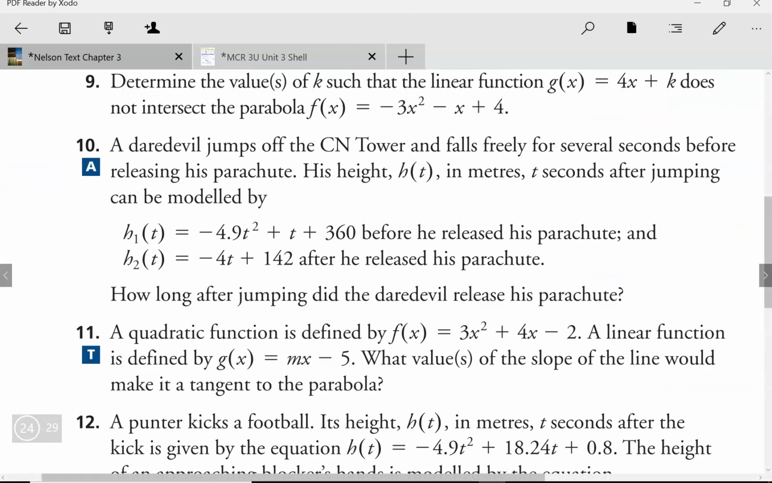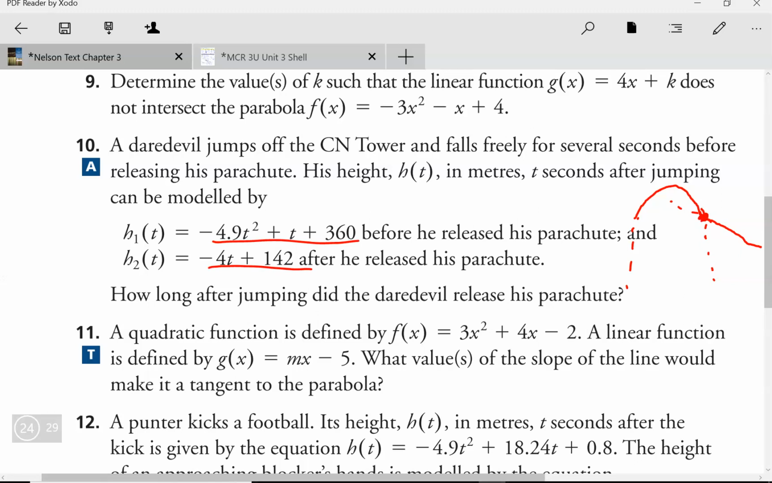He's jumping from the CN tower, so that's a parabola, and at some point he releases his parachute, at which point he kind of glides down in a straight line. If you extend this parabola and extend this line, the point where he releases his parachute is the point of intersection, right? So essentially, you set this equal to this, and you find the height and time.